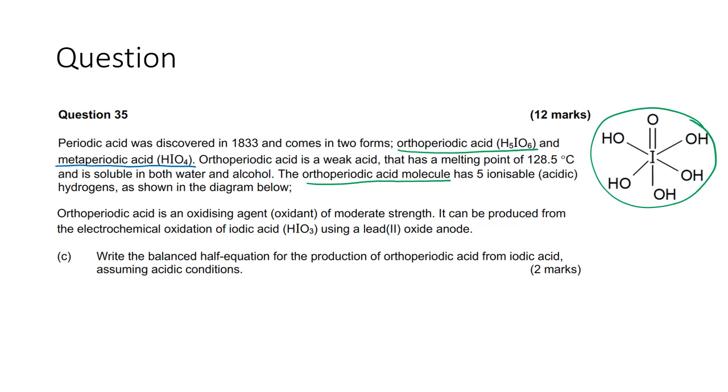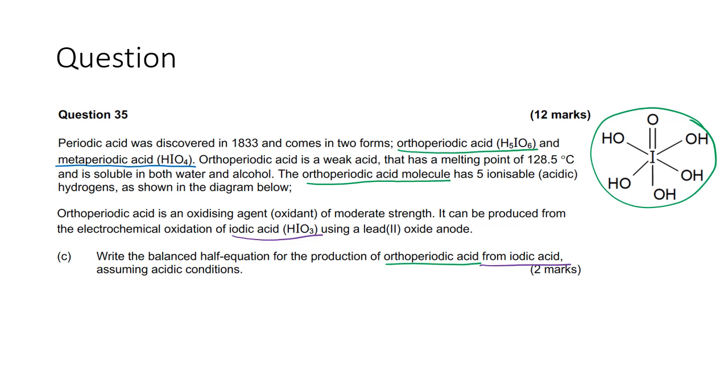Orthoperiodic acid is an oxidizing agent and an oxidant of moderate strength that can be produced by the electrochemical oxidation of iodic acid. So that's this brand new substance here, using a lead 2 oxide anode, and you don't have to worry about that at the moment. All right. Write the half equation for production of orthoperiodic acid, that's the green thing, from iodic acid, which is the purple thing, so we're not dealing with the blue thing yet, assuming acidic conditions. Okay, so let's go through that.